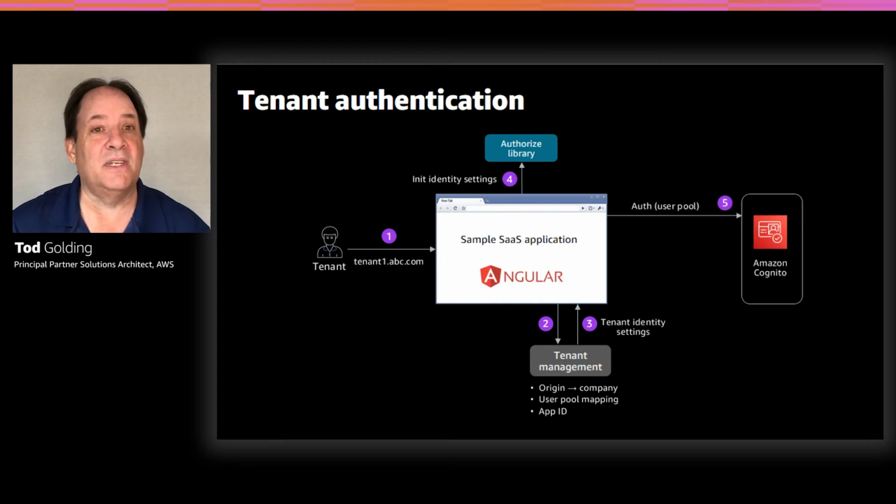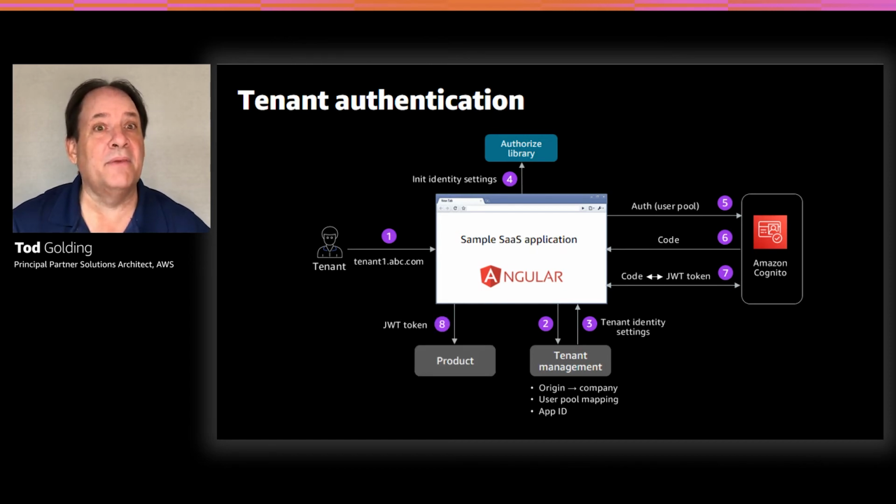Once those identity settings are populated, we'll go out to Cognito and authenticate. That will hand back a code. Then we'll exchange that code for a JWT token. And once we have that JWT token, we can pass it through to the microservices that we call in the back end. When that JWT token comes through, it comes through with all the goodness that we've baked into it: the tenant context, the role, the tier, anything we need is all baked into that JWT token.